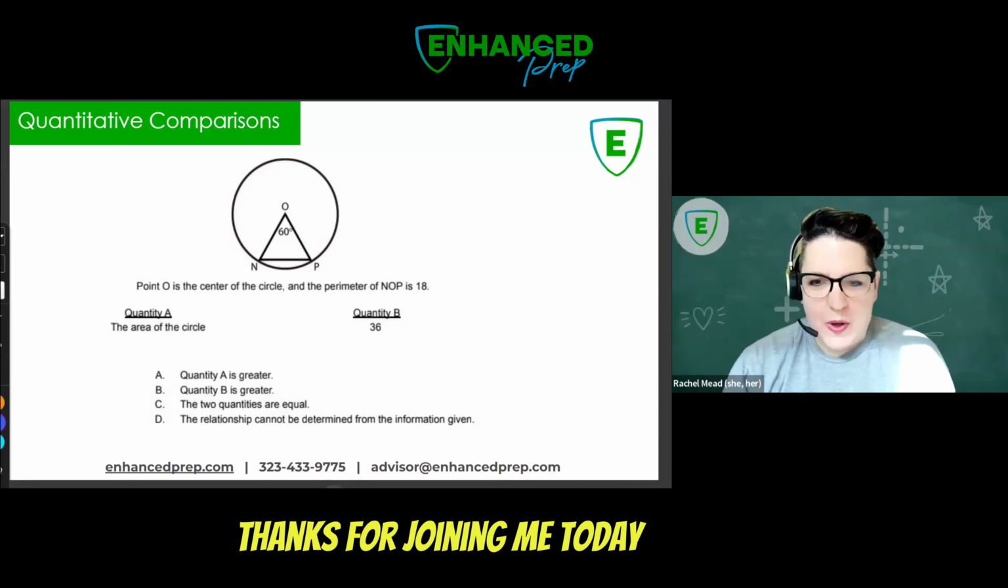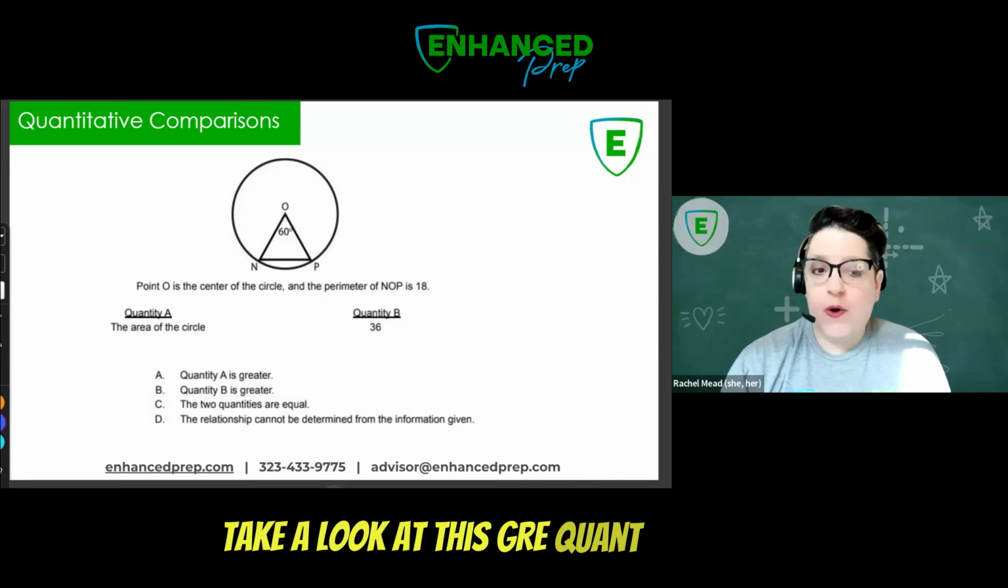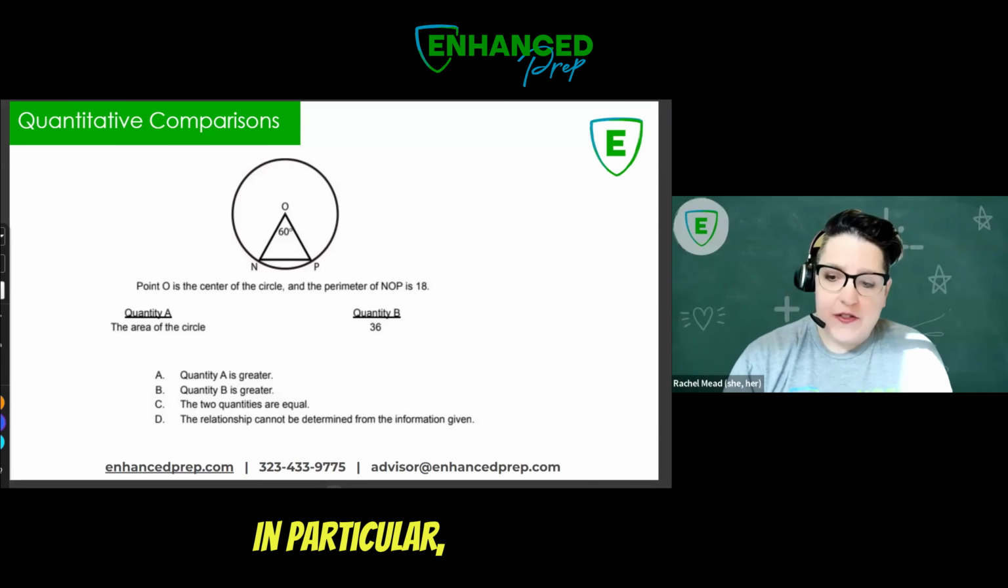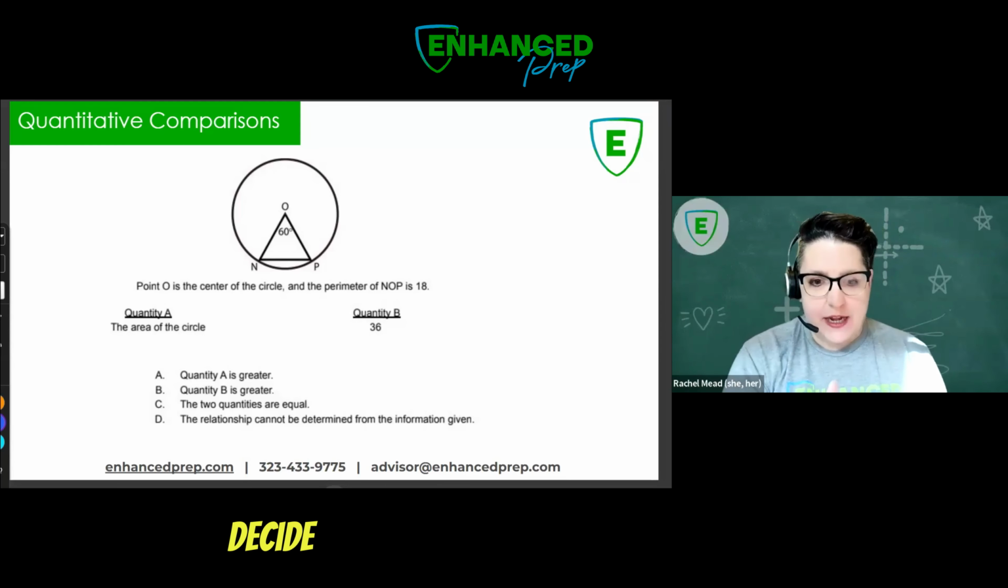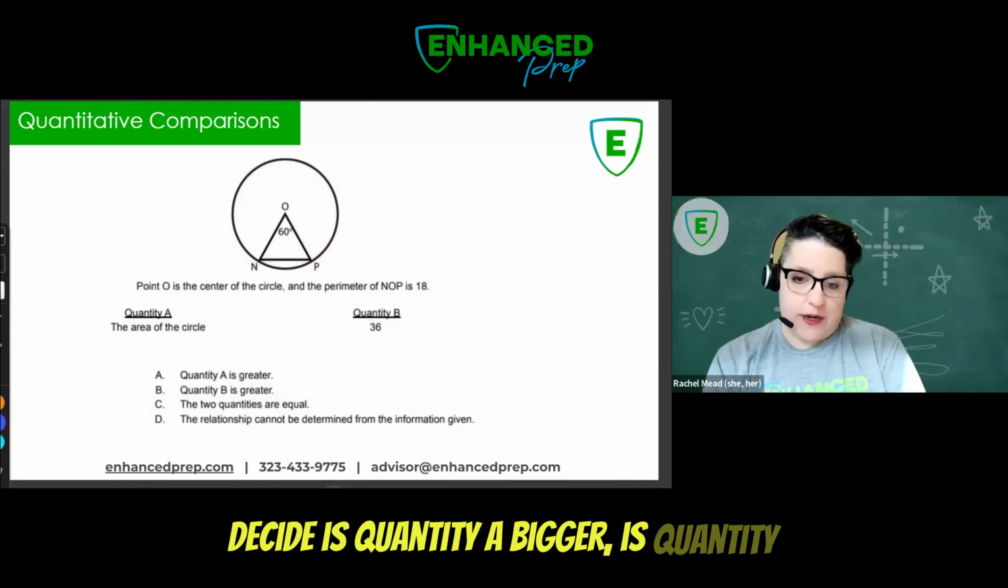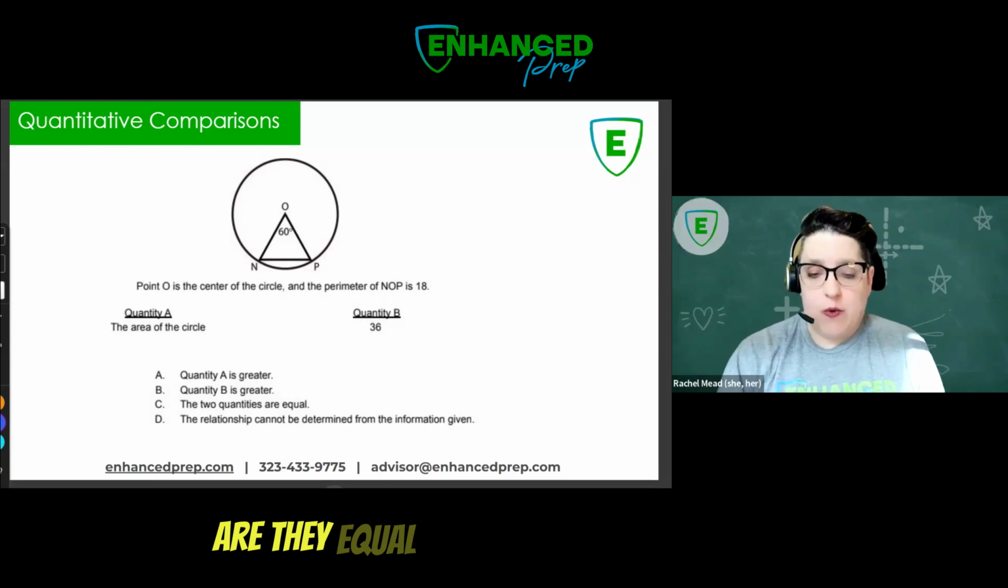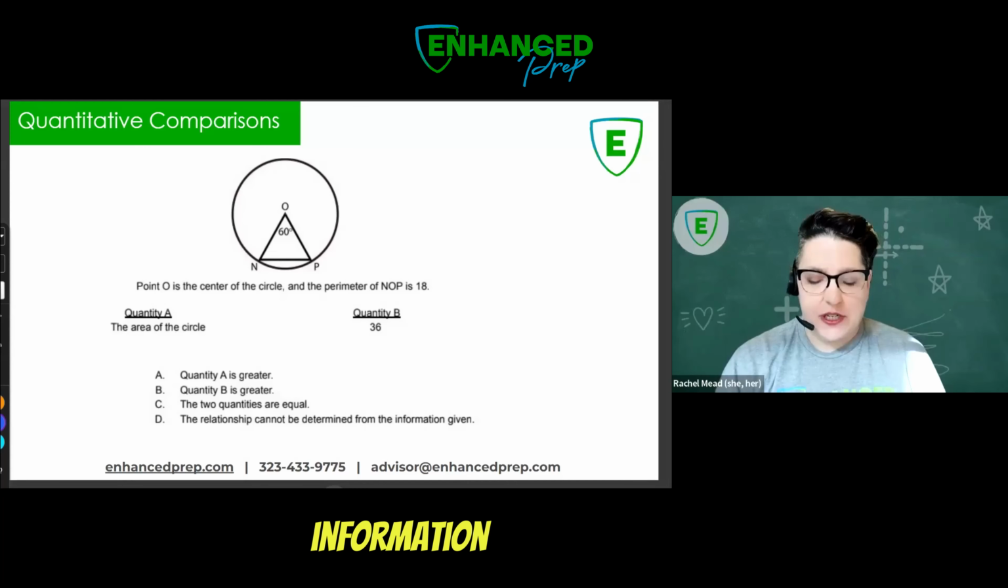Thanks for joining me today while we take a look at this GRE quant question. In particular, this is a quant comp. And remember, with these, we have to decide, is quantity A bigger? Is quantity B bigger? Are they equal, or do we not have enough information to determine?